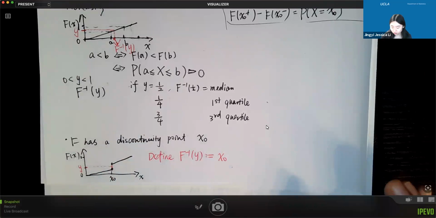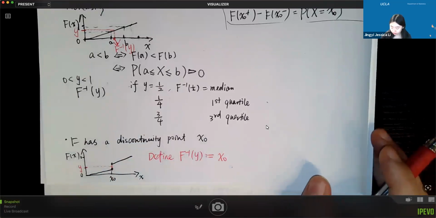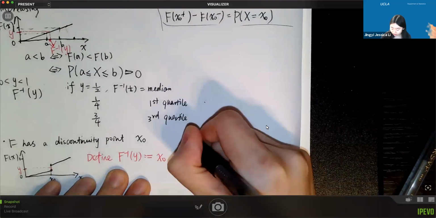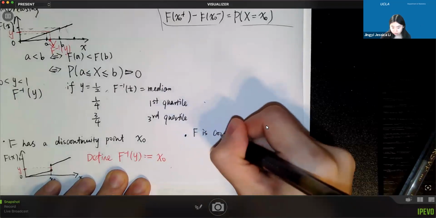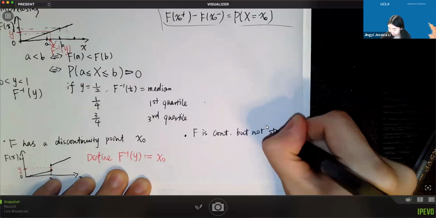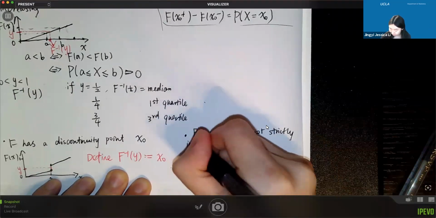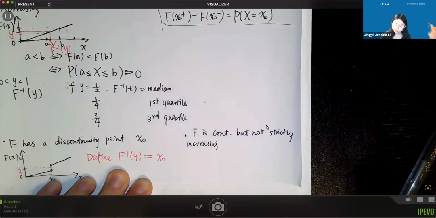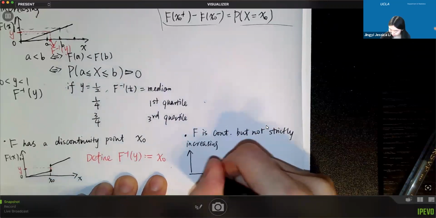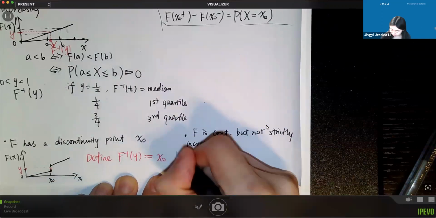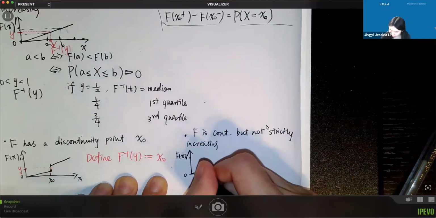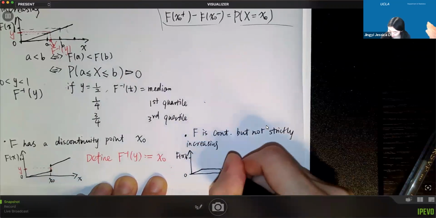Okay, and now case 3. In case 3, F is continuous, but not strictly increasing, which means that we may have a region that flattens like this. So still 0 to 1. It goes up, and then flattens here, and it goes up.